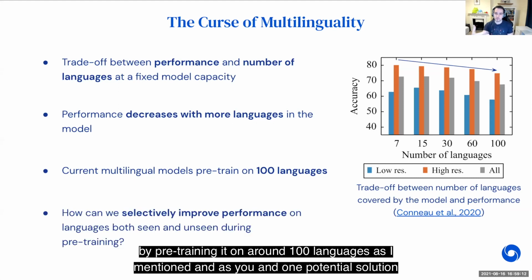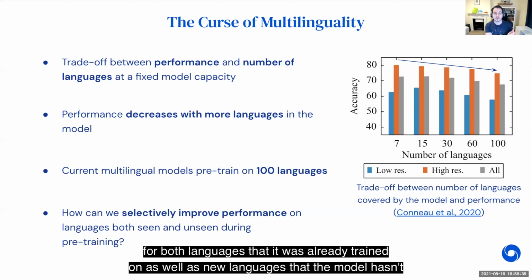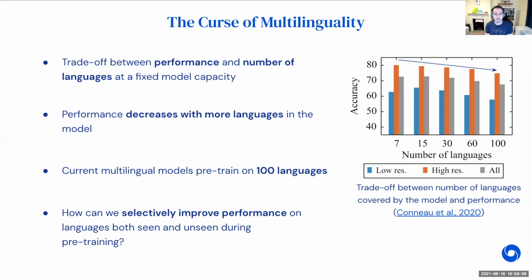One potential solution for this might be to simply scale up this model, so simply to increase the number of parameters. But ultimately, we would like to also use these multilingual models in practical applications, which are often resource constrained. So I think the key challenge here is how, given these multilingual models as a basis, we can selectively improve the performance of this model for both languages that it was already trained on, as well as new languages that the model hasn't covered, but that we care about.